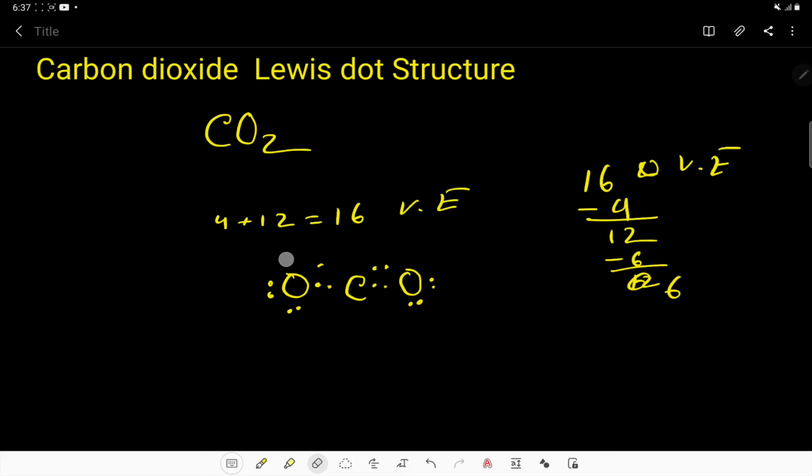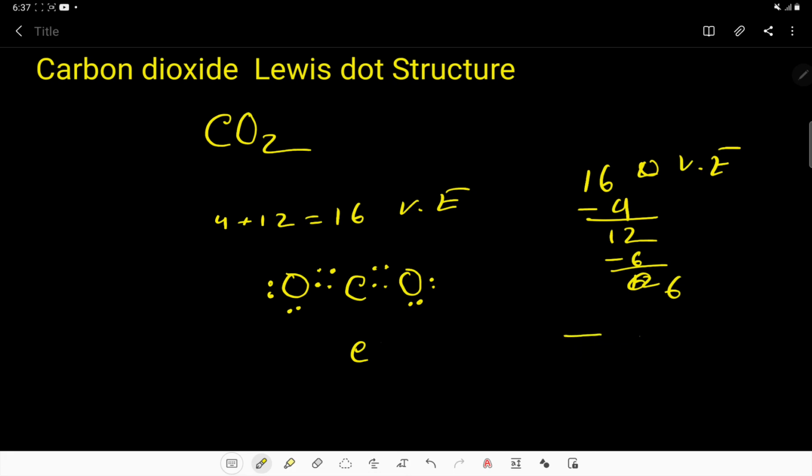So look, now this carbon has 2, 4, 6, 8 valence electrons, and this oxygen has 2, 4, 6, 8. So this oxygen has fulfilled its octet, this carbon has fulfilled its octet, and this oxygen has fulfilled its octet. So this is the Lewis structure of carbon dioxide.